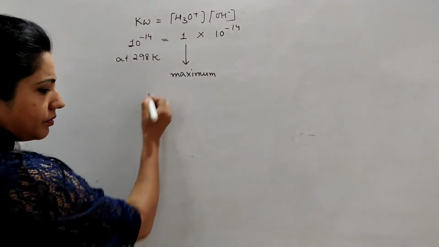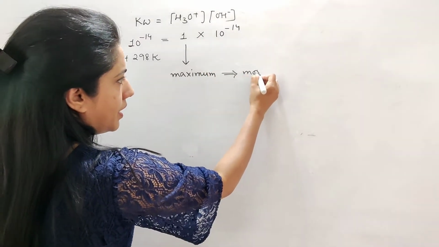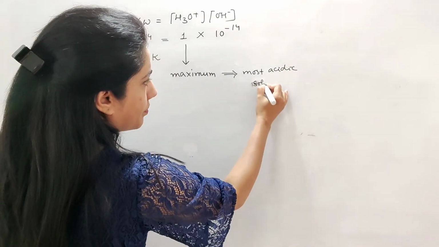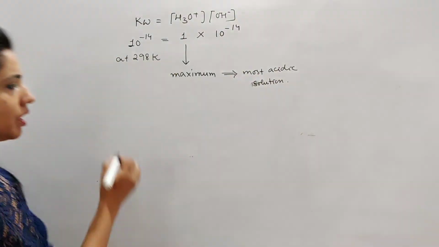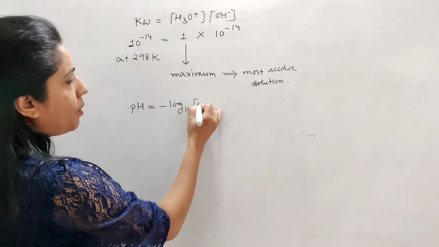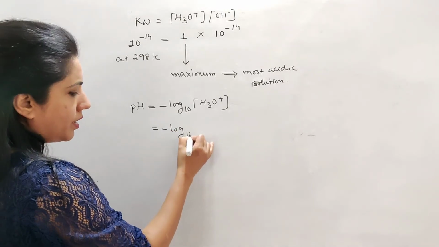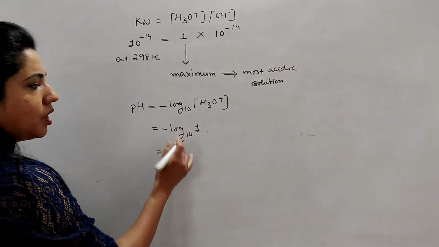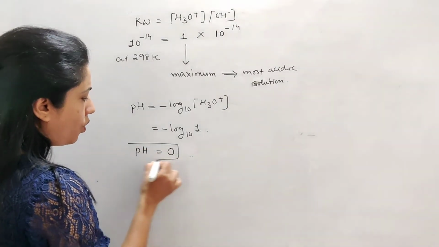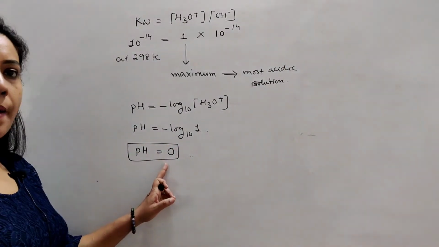In this case, pH of the solution will be what? This is the most acidic condition you can consider. This is the most acidic solution. So for this, pH is equal to minus logarithm of H3O plus concentration. So that will be minus logarithm of 1 and log of 1 is 0. So minus 0 is 0. So pH value will be 0 when the solution is maximum acidic in nature. The pH value will come 0.